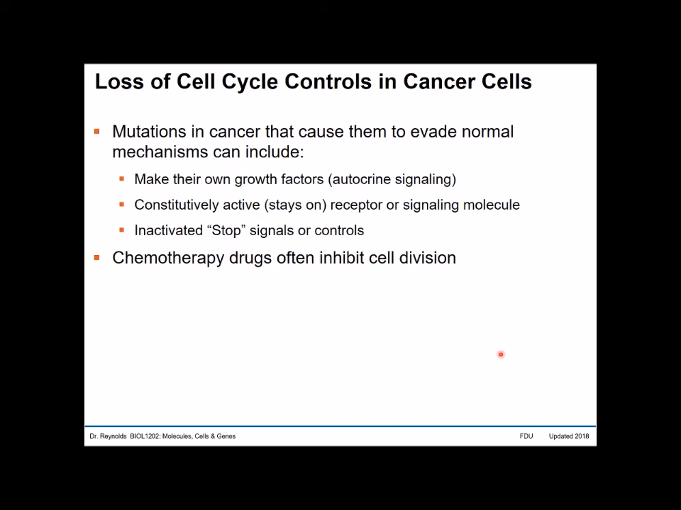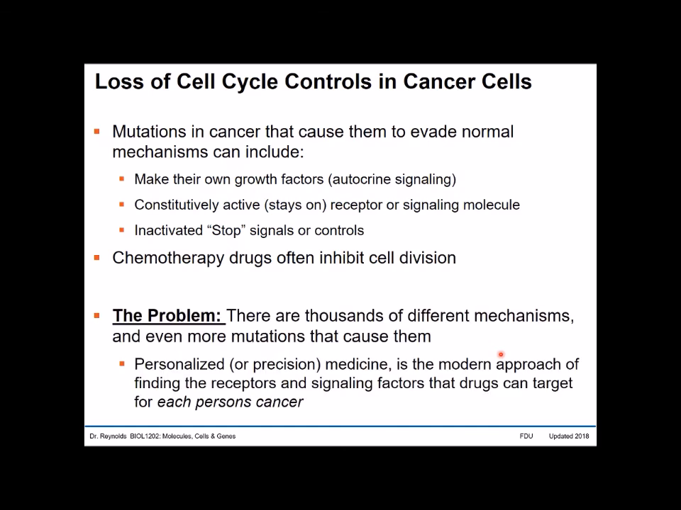So this is where these effects of chemotherapy come from. It's not the cancer that makes you lose your hair. It's the drugs inhibiting cell division that cause these. Now, the real problem is that there are thousands of these different mechanisms and even more mutations that can cause each one of them. So even though we can target drugs like chemotherapy drugs to inhibit all types of cell division, this is not an ideal response.